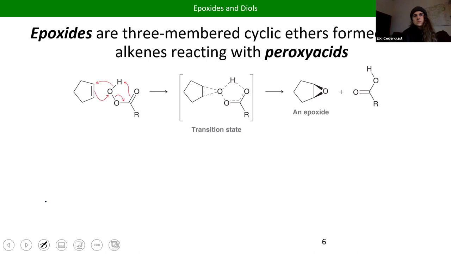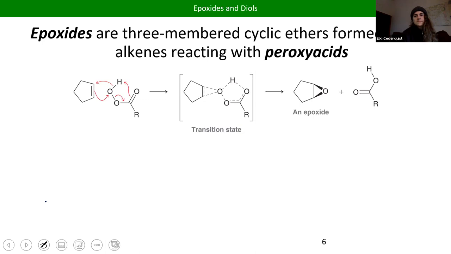We saw that with the hydroboration too, right? The second step was hydrogen peroxide and sodium hydroxide together. And one of the first things that happened was you broke that peroxide bond. So that's always going to be one step. If you have a peroxide involved in a reaction, that's the active bond. 99.9% of the time, the active bond is going to be the peroxide bond.